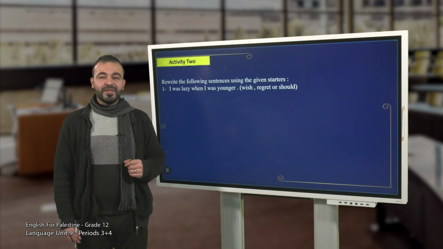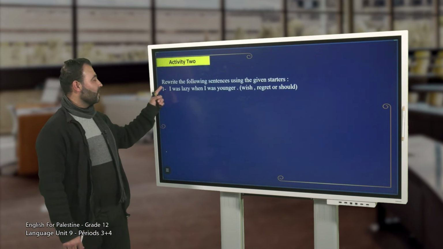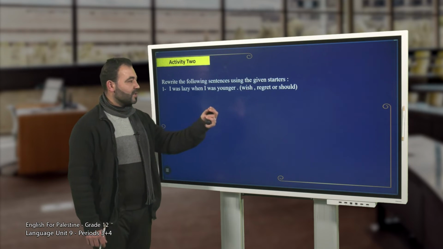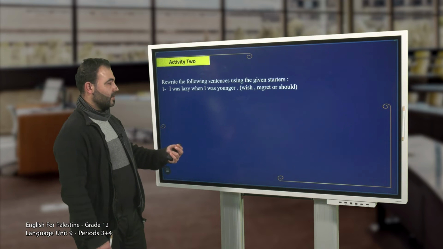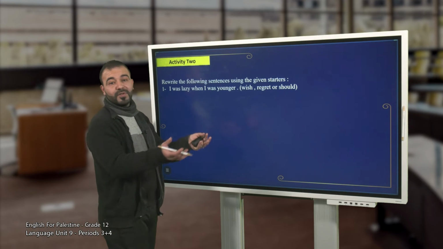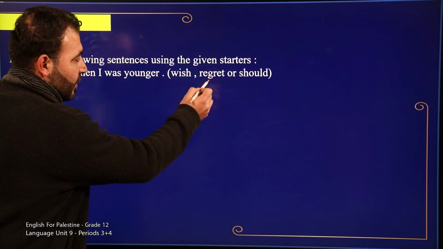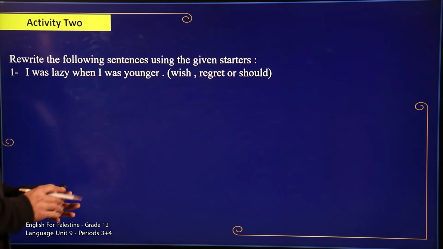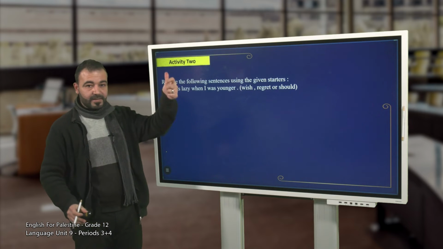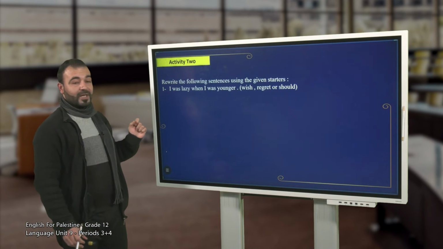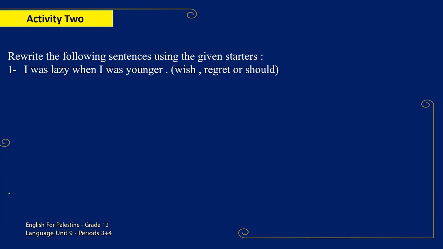Continue now with activity number 2. Rewrite the following sentences using the given starters. The given starters for all the 3 coming sentences are wish, regret, and should. We have to rewrite the sentence using these 3 starters. Number 1, I was lazy when I was younger. Please, take a minute. Try to rewrite this sentence using wish, regret, and should.